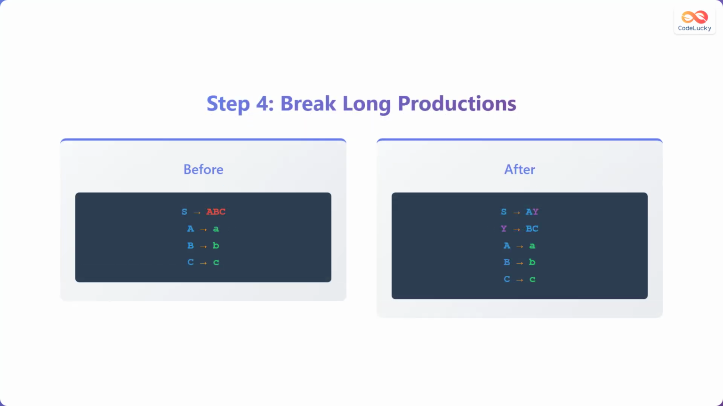Step 4 involves breaking long productions. This applies to production rules where a variable derives 3 or more variables. For example, S derives ABC. Chomsky Normal Form requires that productions have at most 2 variables on the right-hand side. Before, we have S derives ABC, A derives a, B derives b, and C derives c. After breaking long productions, we have S derives AY, Y derives BC, A derives a, B derives b, and C derives c.